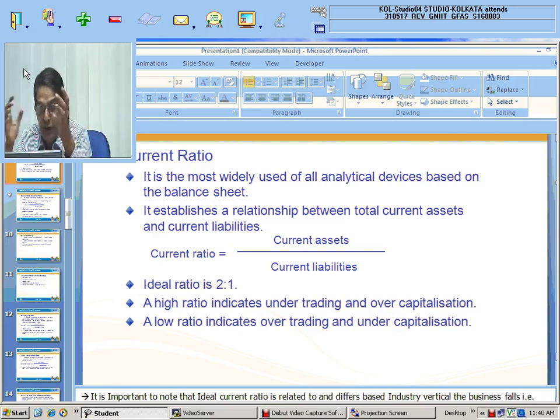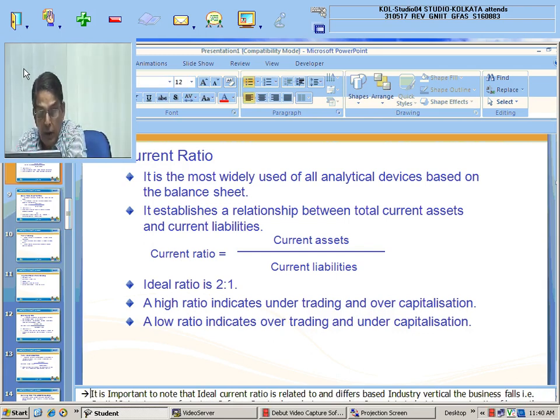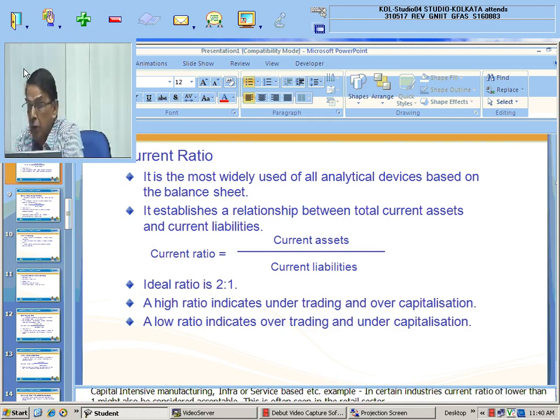Current assets are those assets which are going to be converted into cash or cash equivalents within 12 months of the balance sheet date. Similarly, current liabilities are those short-term liabilities that are required to be settled within 12 months. So current assets are those short-term assets that are expected to be realized in the next 12 months from the balance sheet date. Current liabilities are those short-term liabilities which are due to be settled or paid off in 12 months from the balance sheet date. So the numerator is current assets divided by current liabilities. That ratio is called current ratio.